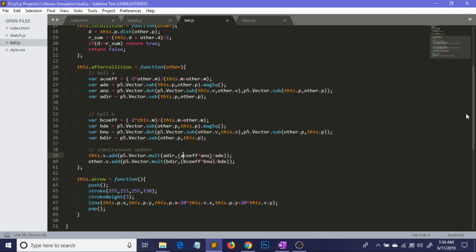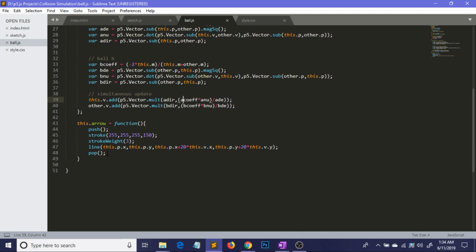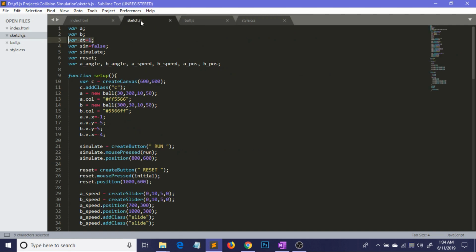And after that, the easy function, which is the this dot arrow. This just takes the velocity and draws an arrow in proportion with the velocity. So the larger the velocity, the greater will be the length of the arrow. So that was all for the ball.js file. And after that we are going to look at the sketch.js file.